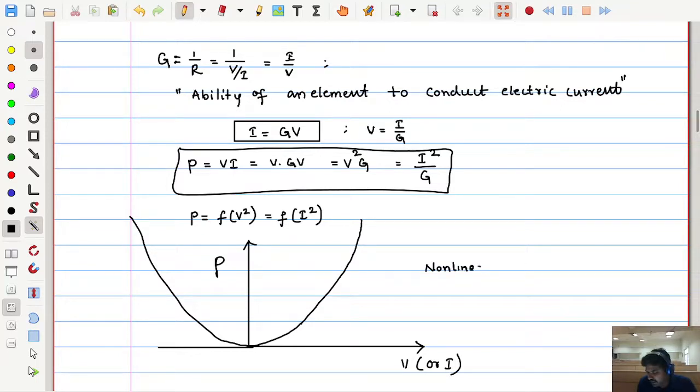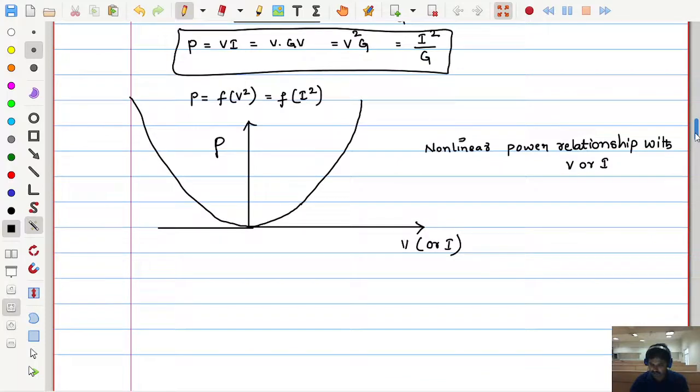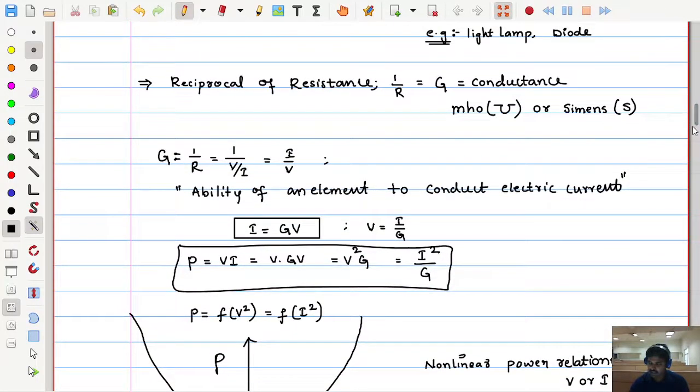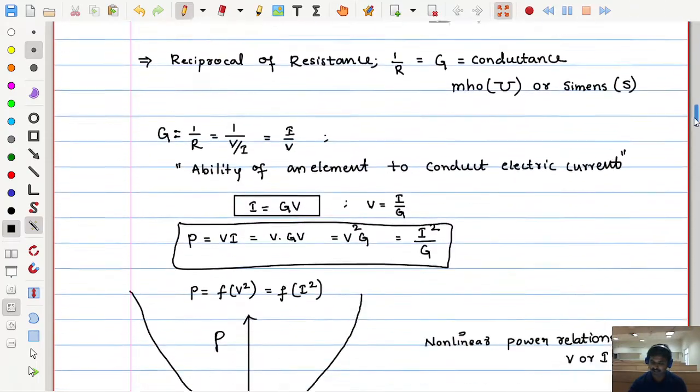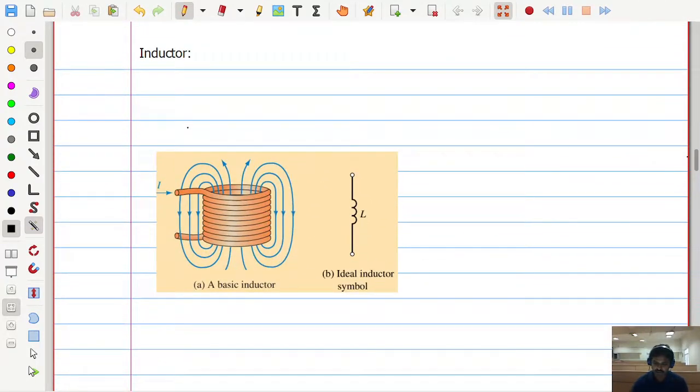So this is the nonlinear power relationship with voltage or current. With this, let us stop here for the time being about this resistance. We will come across this resistor again, when we have completed the other two passive elements and then do a detailed circuit analysis of this resistor value. For the time being, let us take the next element, which is the inductor.